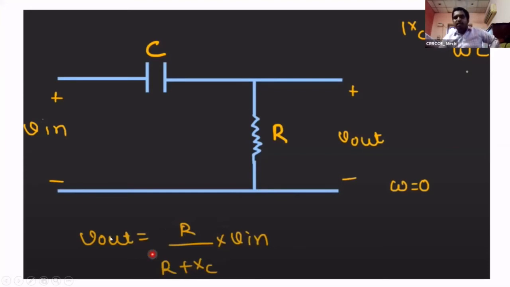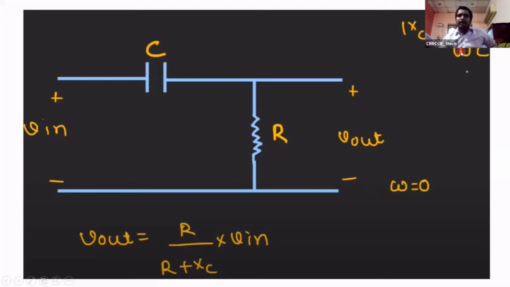Here V out is inversely proportional to XC. If you increase the XC, V out decreases. In the previous case, if you increase the XC, V out increases. Now if you increase the XC, V out decreases because it is in the denominator. Now XC is equal to 1 by omega C.